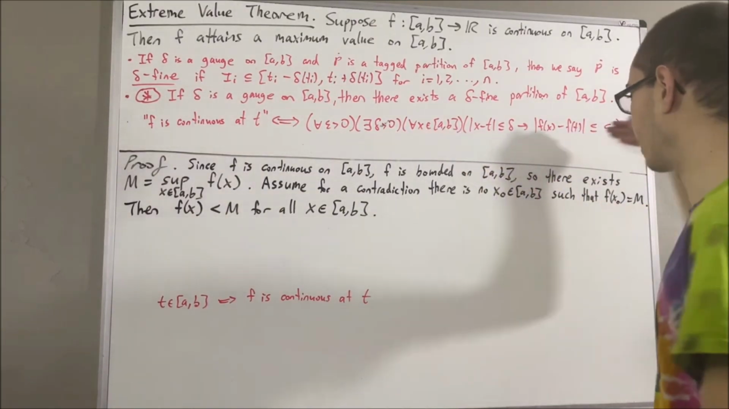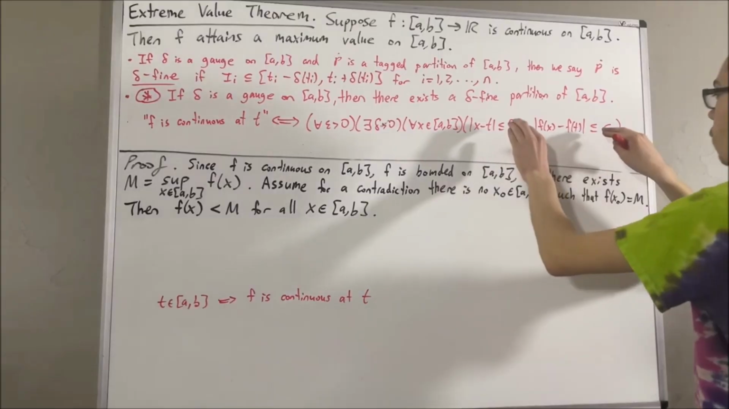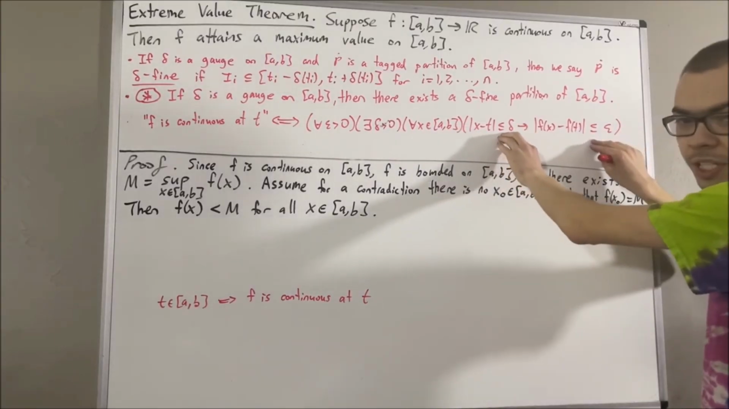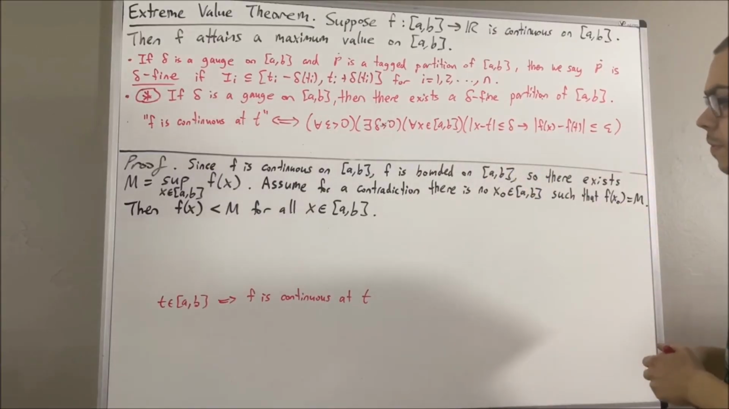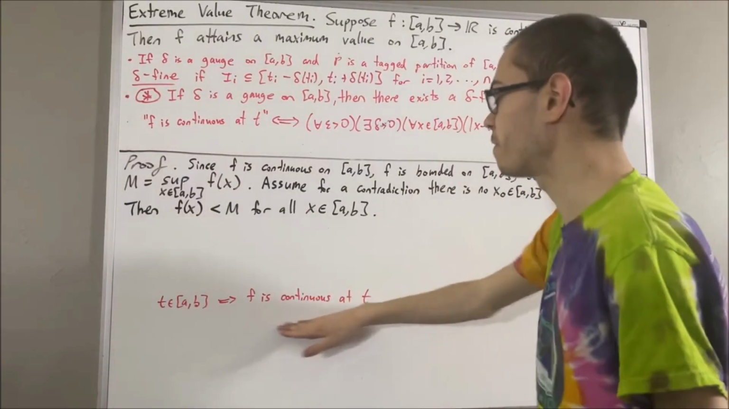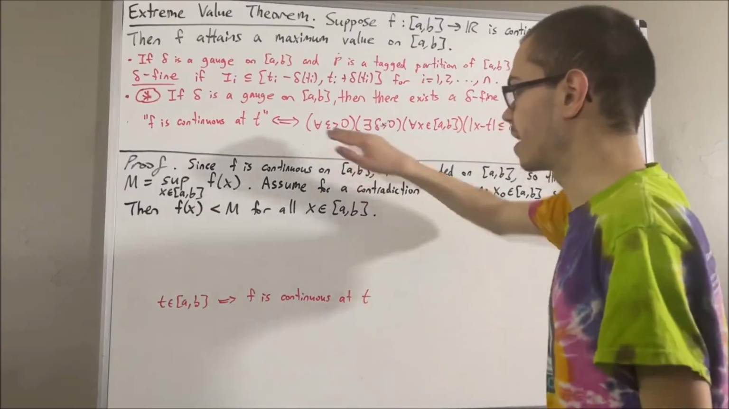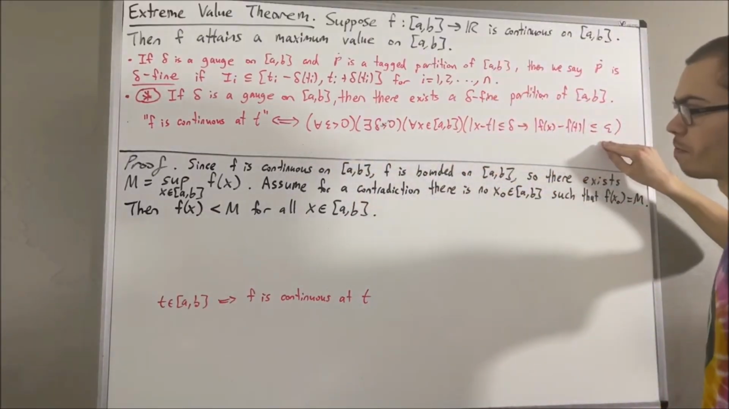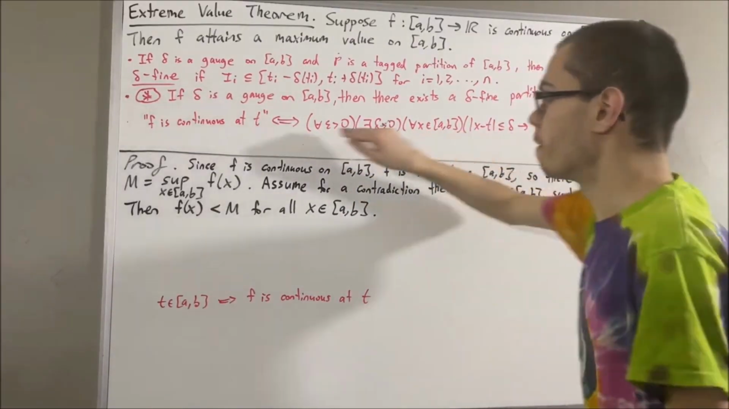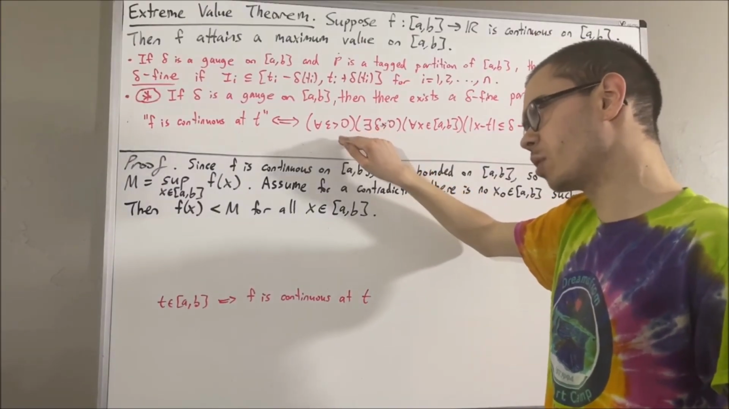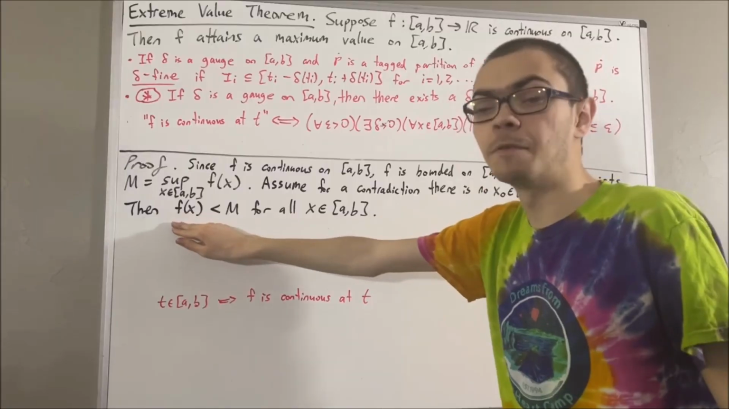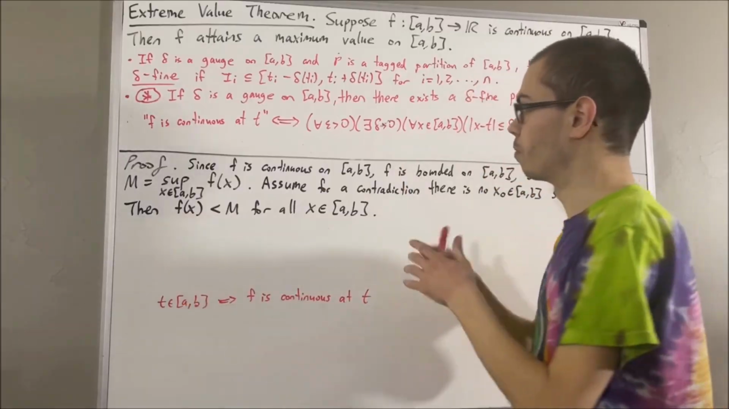Now, this definition is equivalent to if instead of weak inequalities, we have strict inequalities here. But for us, we're going to use weak inequalities. So since f is continuous at t, this means that this statement is true. And this statement works for every positive real number. So in particular, it must work for the positive real number (m minus f of t) over 2.